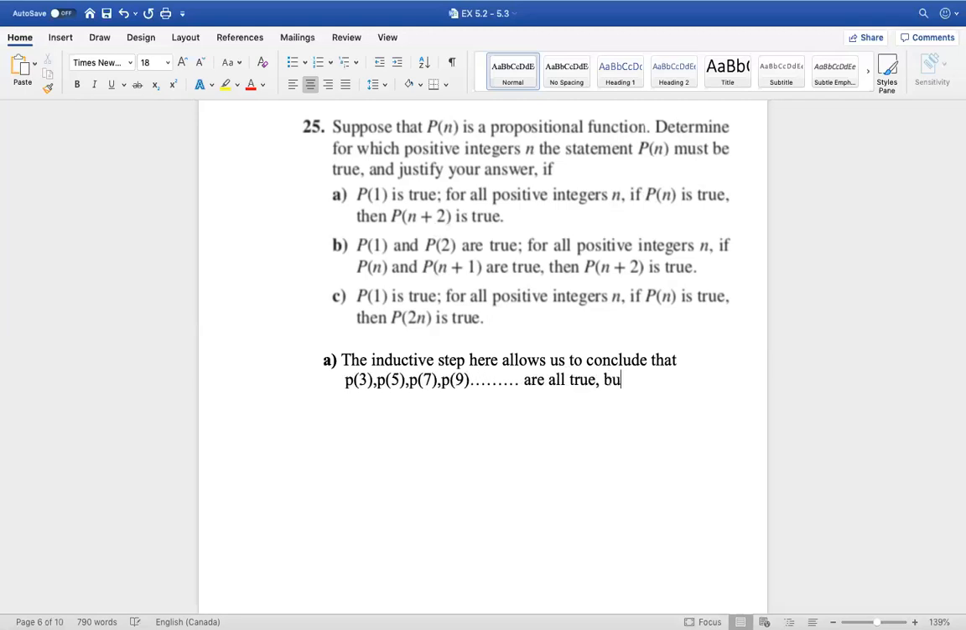But we can conclude nothing about P of 2, P of 4, P of 6, or P of 8. Are they true or not? We don't know anything about the even ones. We have P of 1 is true, and then we keep adding 2 to 1, and we start getting these ones. We know that these are true because it says if P of n is true, then P of n plus 2 is true. But what about these other numbers? Are they true or false? Therefore, we cannot conclude that P of n is true for all positive integers n.